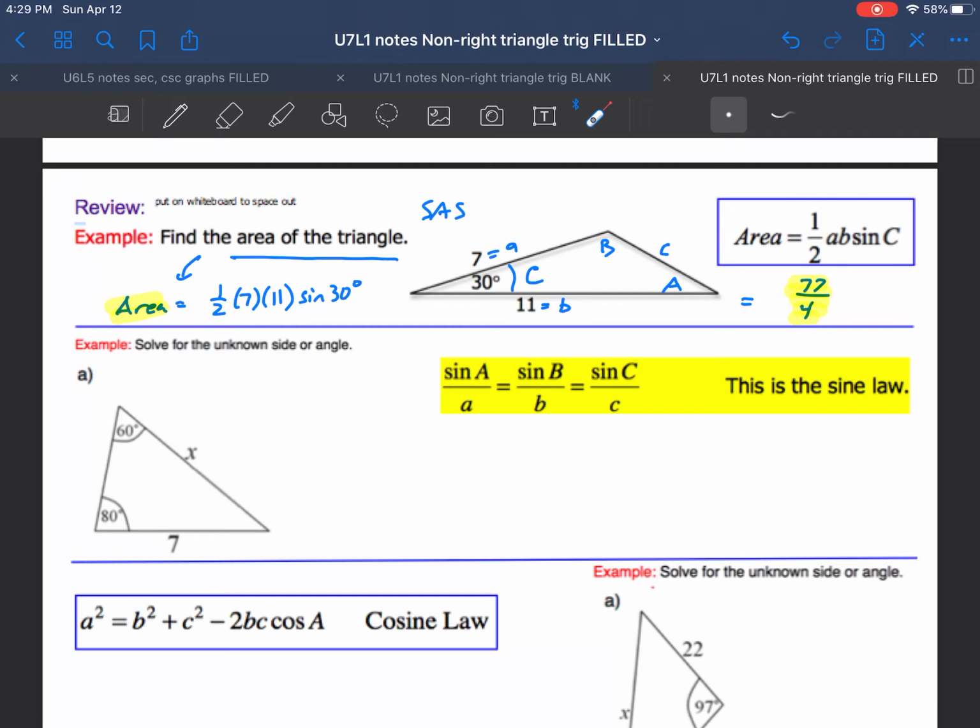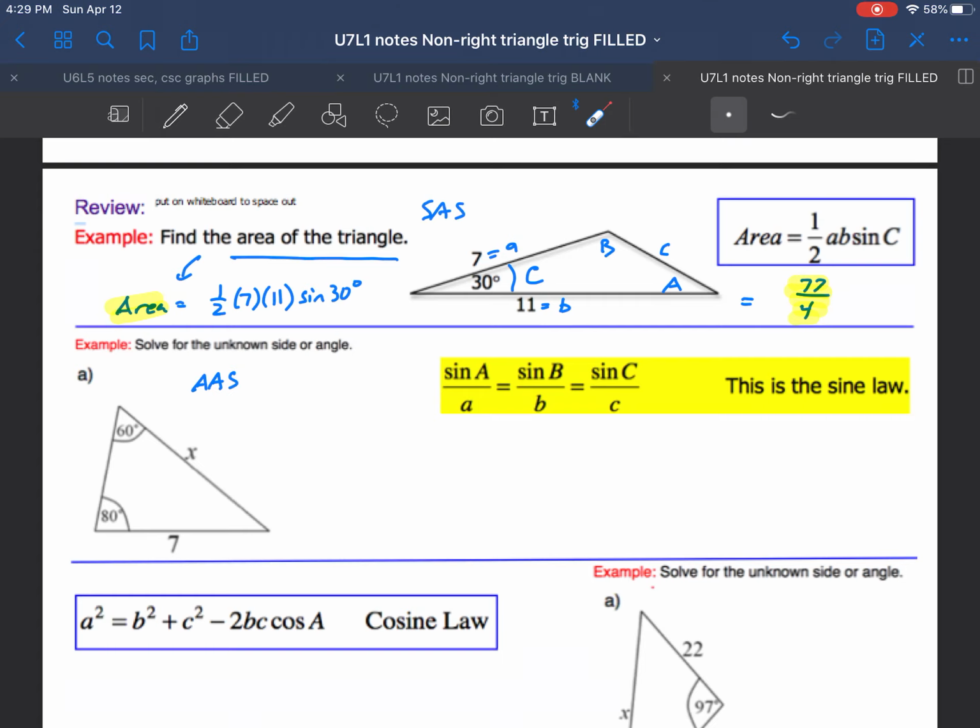Next one. Solve for the unknown side or angle. So here, I've got two angles, and I've got one side. So we would call this case AAS. That's when we have two angles but not the side between them. If I knew this side here, if that was 7, I would denote this scenario as ASA.